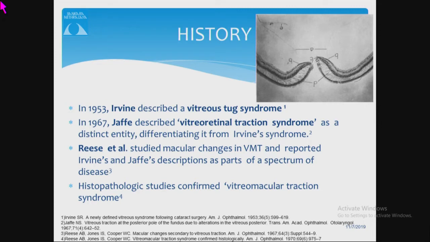First of all, history of VMT. In 1953, Irvine described the vitreous-tuck syndrome in cases in which vitreous strands were adherent to the cataract incision sites. In 1967, Jaffe described the vitreoretinal traction syndrome as a hereditary condition, differentiating it from the Irvine syndrome. It was also in 1967 that Reese et al. studied the macular changes in VMT and reported Irvine's and Jaffe's descriptions as part of the same spectrum of the disease. He also confirmed the histopathological findings in vitreomacular traction syndrome.